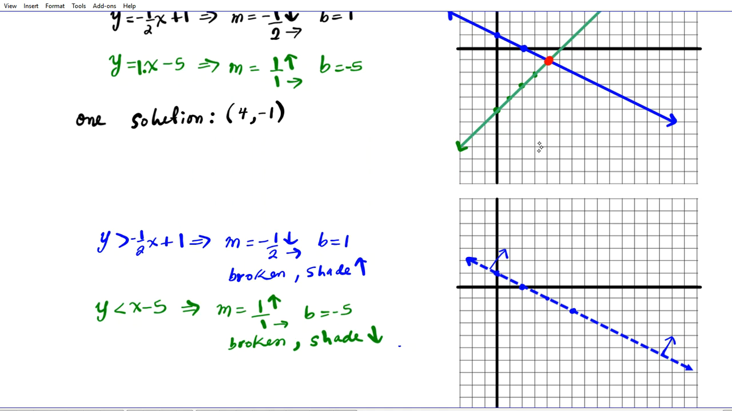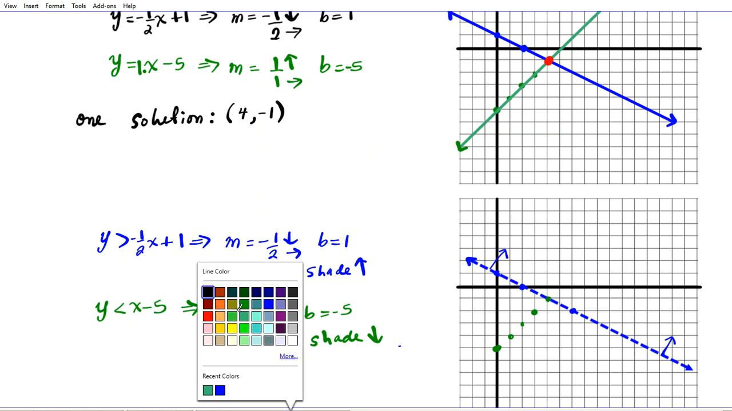Alright, so let's graph the line. It's just going to look like this one right here. 1, 2, 3, 4, 5. So rise 1, run 1, rise 1, run 1. Same point of intersection that we got before. But the difference here is that for this one, the line is going to be a broken line. So we have a broken line.